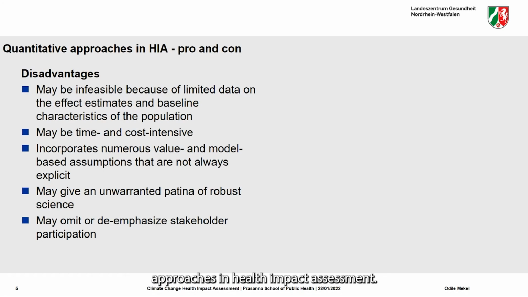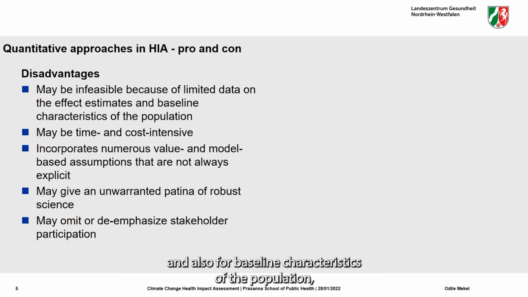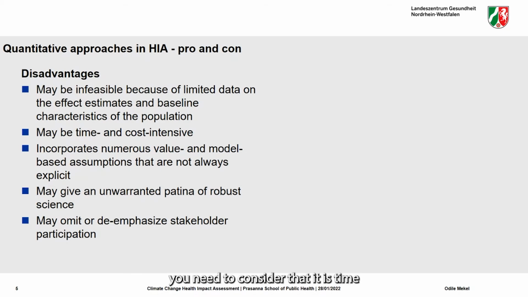So, quantitative approaches in health impact assessment, pros and cons. First, the disadvantages. If you start to think about quantitative modeling, it is not always the case that you can do it, because the data is not there for effect estimates and also for baseline characteristics of the population. You need to consider that it is time consuming, and therefore it also costs. And one thing is that in modeling, you need to decide on what kind of parameters you put in, what kind of model you use, and you need to make assumptions.